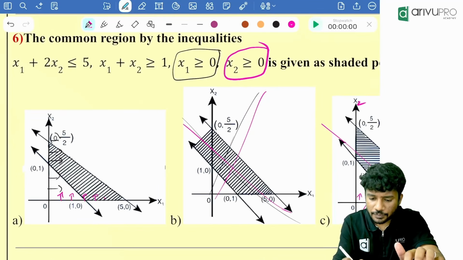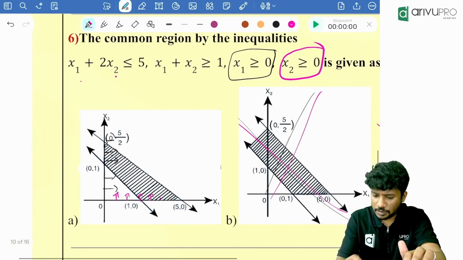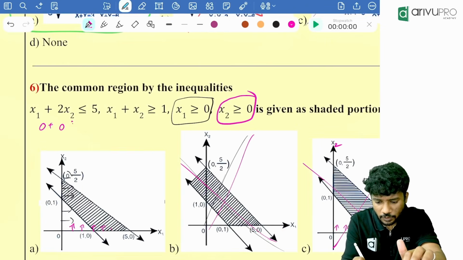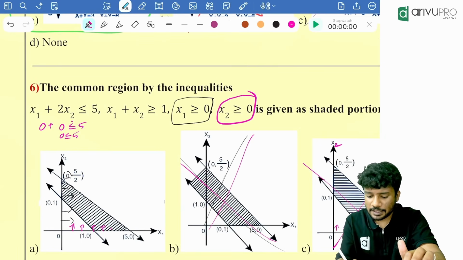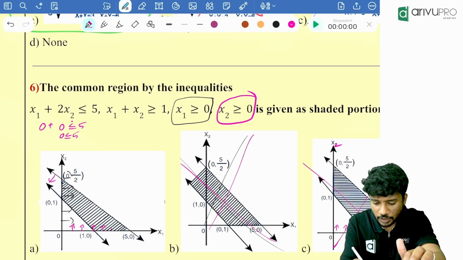Now the next one. x1 plus 2x2 is equal to 5. Assume the points. Put the points 0, 0. 0 plus 2 into 0 is 0, less than or equal to 5. That is 0 less than or equal to 5. That is correct. That means the bigger graph. So 5 by 2 is there, right? That is coming over towards the origin.